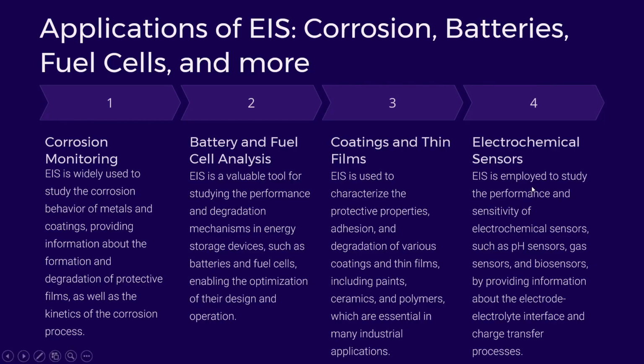Electrochemical sensors: EIS is also employed to study the performance and sensitivity of electrochemical sensors such as pH sensors, gas sensors, and biosensors by providing information about the electrode-electrolyte interface charge transfer process.